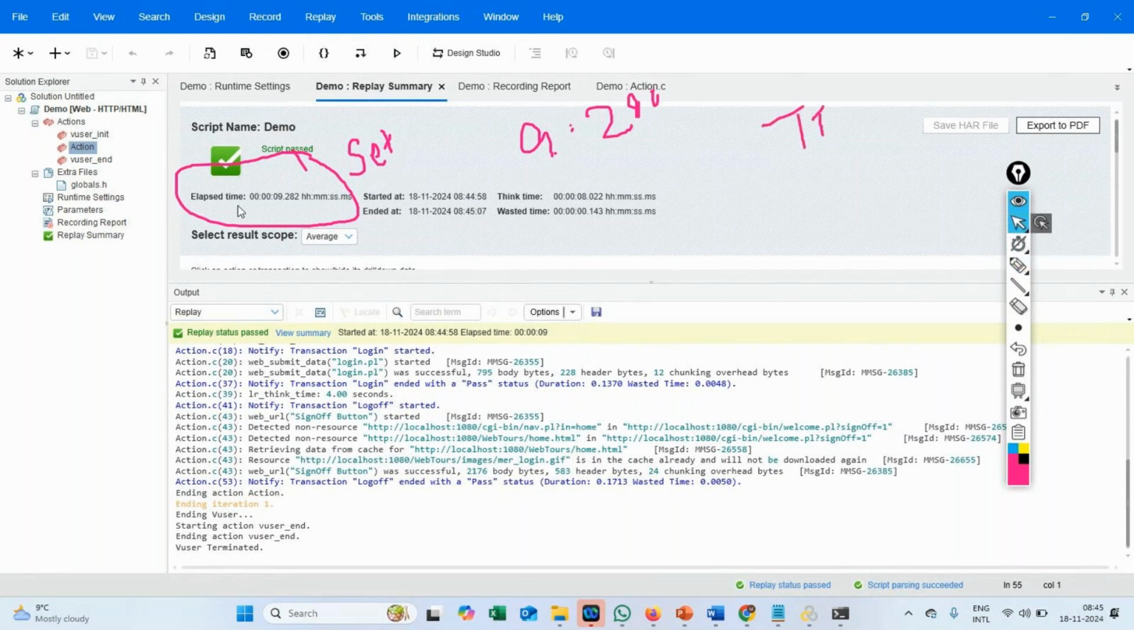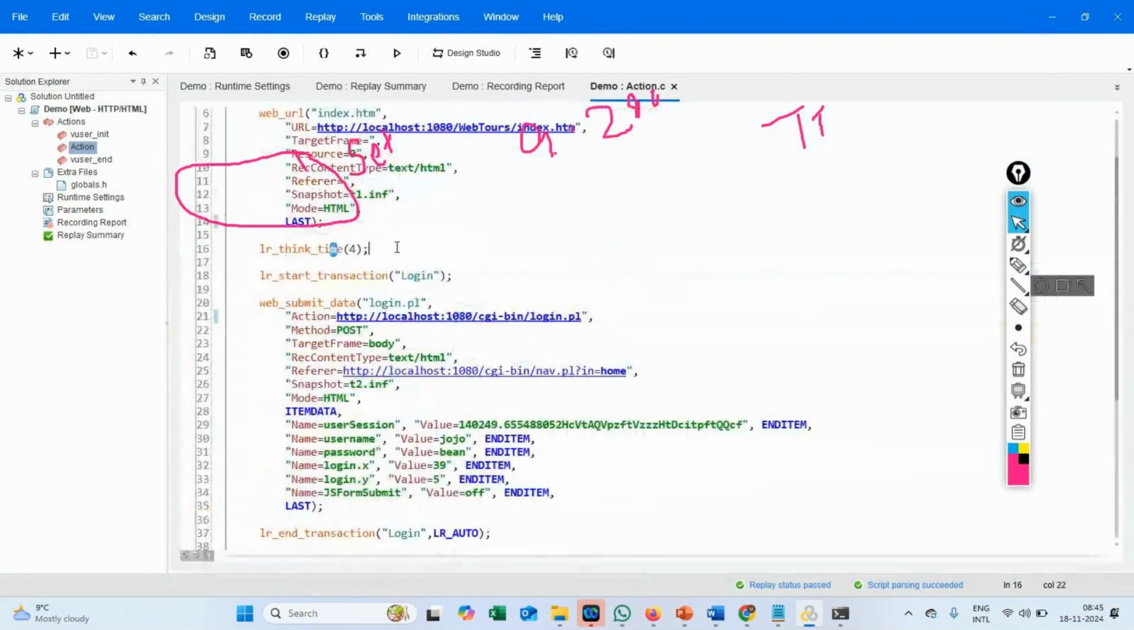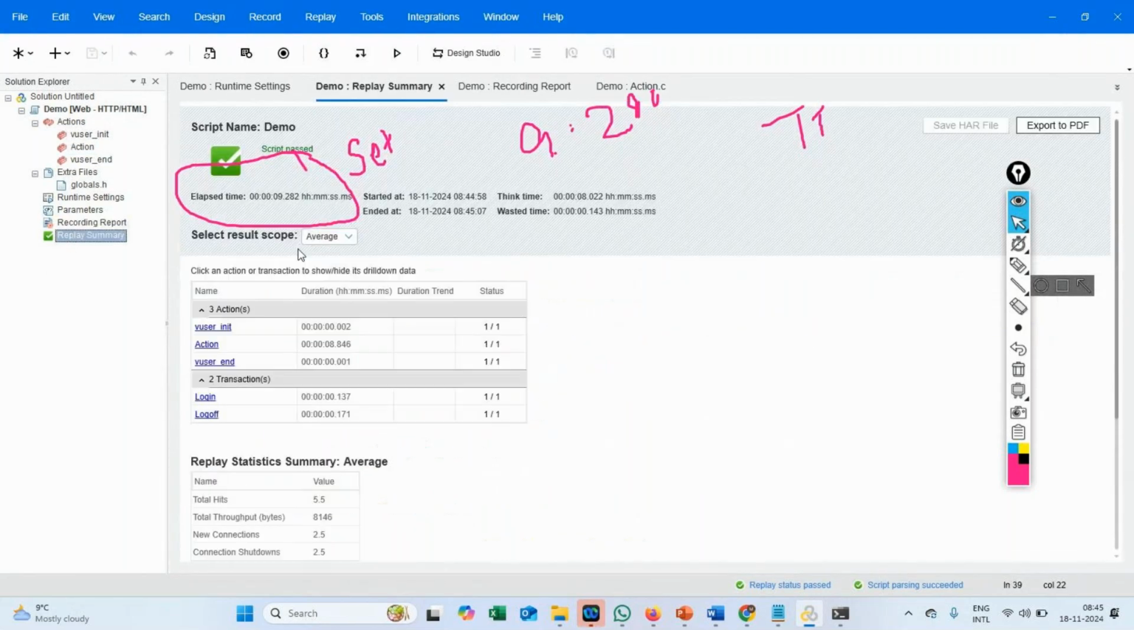What is that think time? If you go to the script, you waited 4 seconds here and 4 seconds here, that is 8 seconds. So, out of this 9.282 seconds, 8 seconds is nothing but think time. And the remaining time, whatever you have, that is called response time. Overall we call it script execution time.